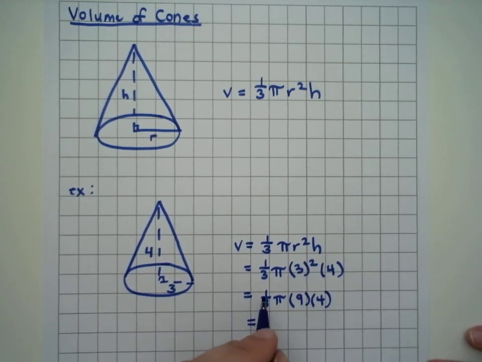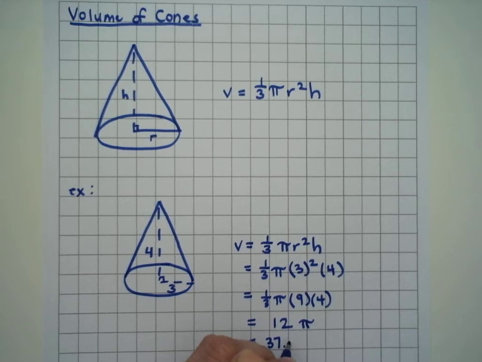So then we'll keep pi at the end. We have 1/3 of 9, which is 3, and 3 times 4 is 12. So we get 12 pi, and then again we can use our calculator. We'll multiply 12 times pi, and that gives us 37.699. So we'll just say 37.7.